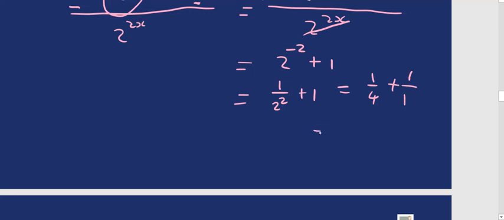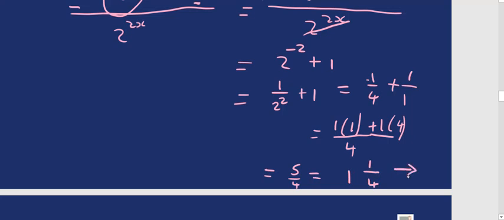And to simplify, we could use 4 as the LCM. For this numerator, 4 goes into 4 once. Then for that numerator of 1, the denominator 1 goes into 4 four times, which will simplify to 5 over 4. 1 times 1 is 1, and 1 times 4 is 4. 1 plus 4 is 5. And to write this as a mixed fraction, 4 goes into 5 once, and there's a remainder of 1 over 4. That's the solution.